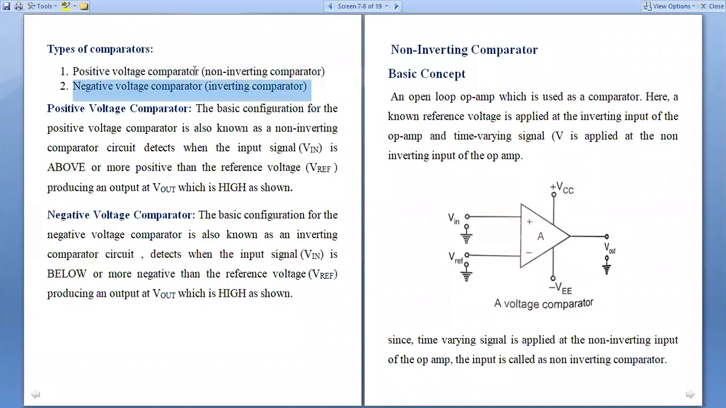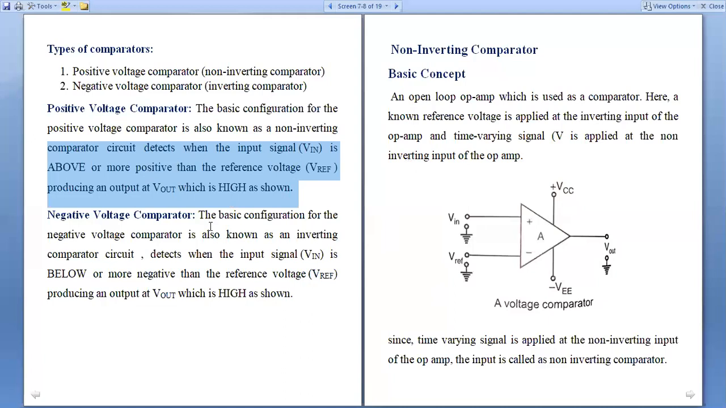Okay, positive voltage comparator in the sense the input voltage is applied to the positive terminal of the operational amplifier, and the reference point is applied to the negative terminal. See, the positive terminal is connected to V input and the negative terminal is connected to the reference point. At this condition, the comparator circuit detects the input signal which is more positive than the reference signal. That means V input is greater than V reference. At that condition, the output value is high.